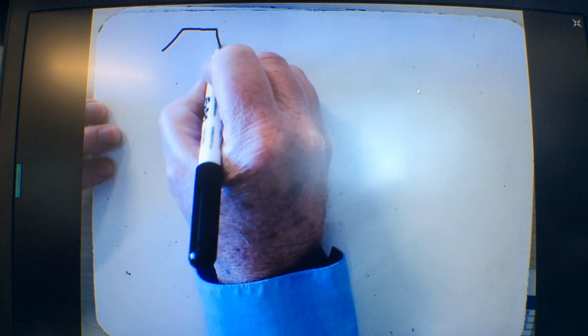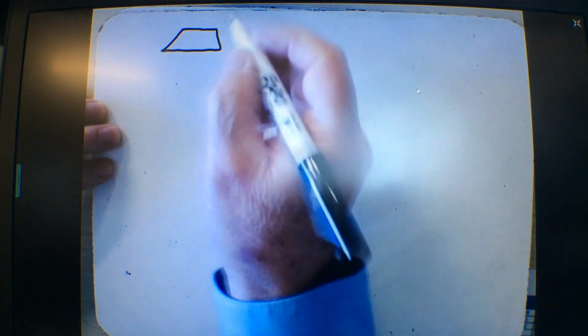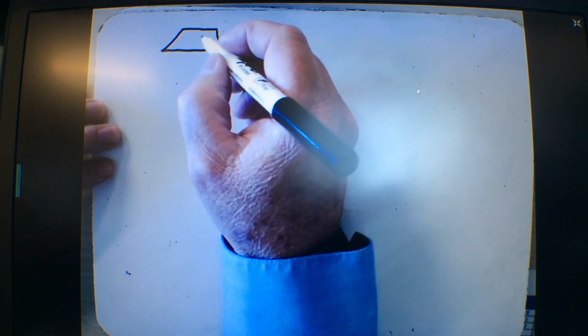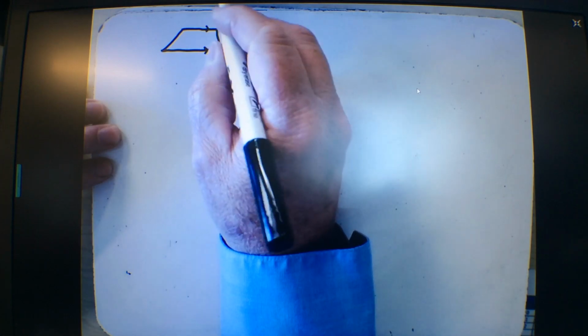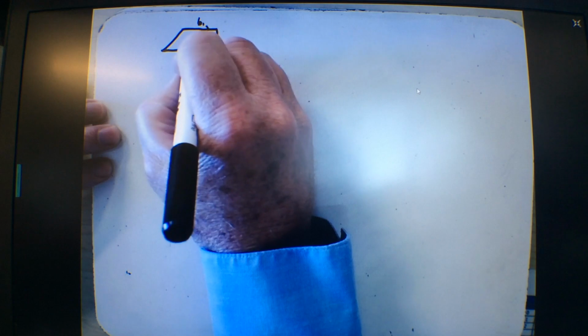We can do perimeter with them, but it's not one of the things we mostly do. So let's talk about a trapezoid. I'm going to draw a trapezoid the way we normally draw it. This is a trapezoid. These are the parallel sides, and these are called base 1 and base 2.